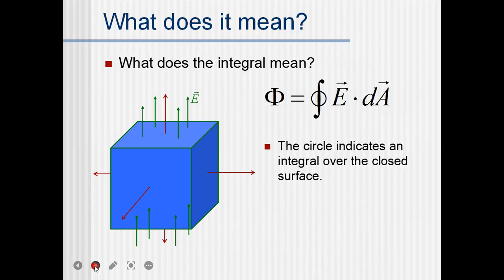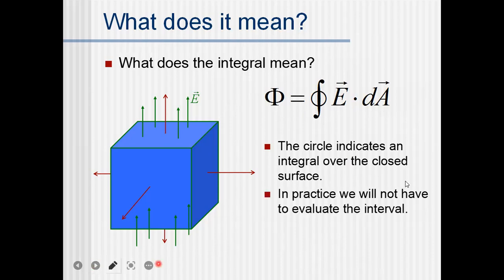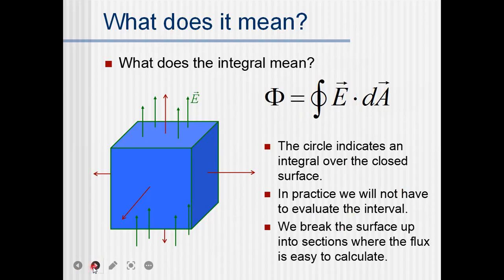So what does the integral mean? The circle indicates an integral over the closed surface. This is the closed integral or contour integration. In practice, we do not have to evaluate the integral. We break the surface up into sections where the flux is easy to calculate. In principle, we sum over the infinitesimal elements dA. That means the total area can be divided into small areas dA.